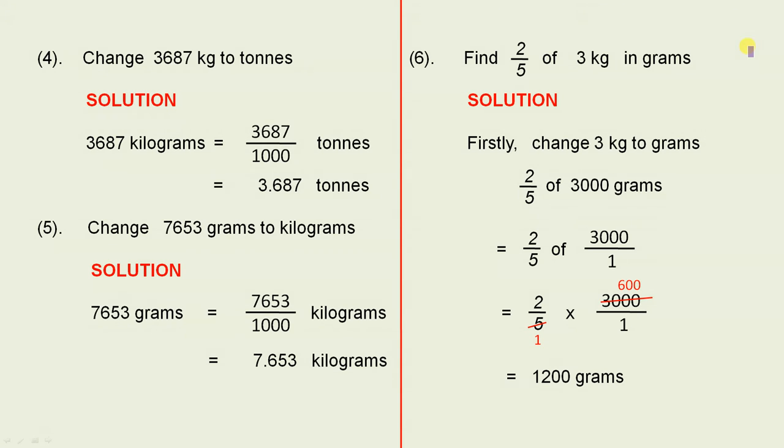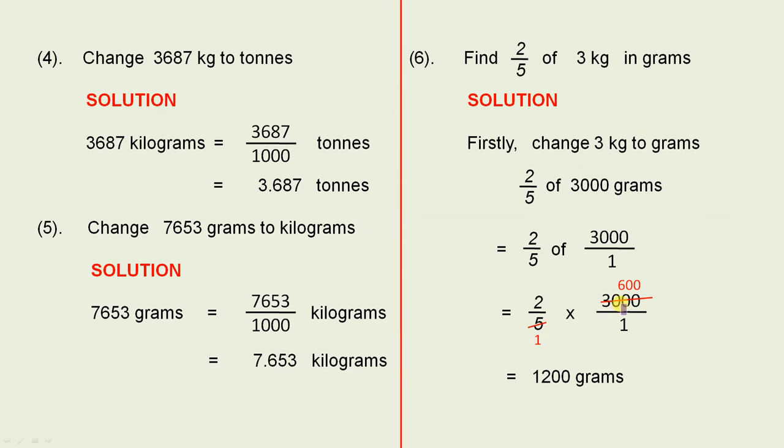Here we're finding 2/5 of 3 kilograms. That's correct. And we're doing it in grams, so the answer has to be in grams. Well, for the solution, we firstly change 3 kilograms to grams because we want the answer in grams. So we're really finding 2/5 of 3,000 grams, which is 2/5 of 3,000 over 1.